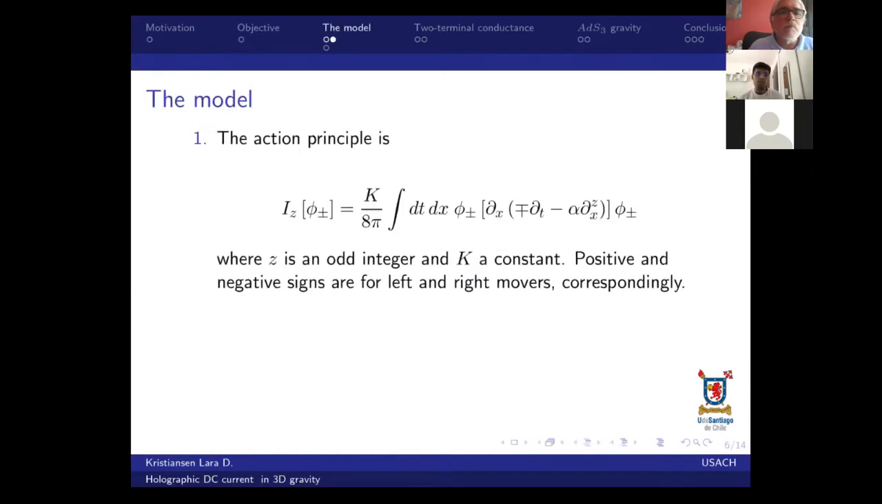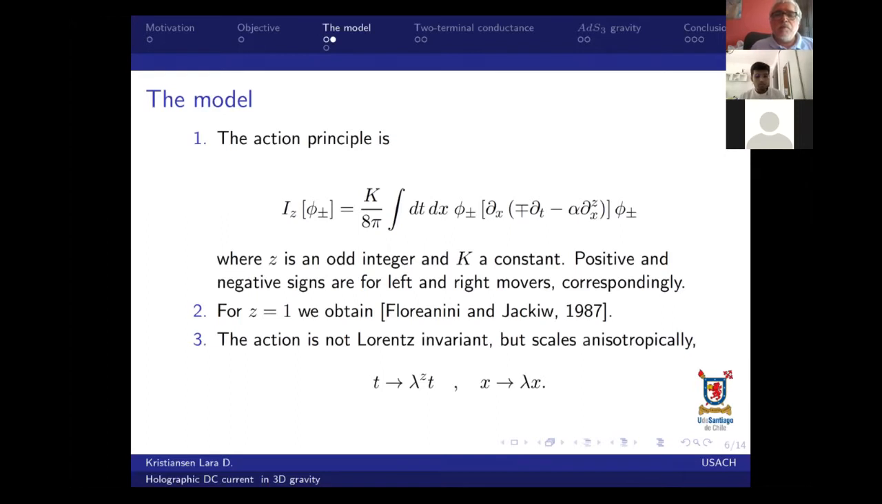The action principle for the anisotropic chiral boson is the one that you can see here, where z is an odd integer, k is a constant, and positive and negative signs are for left and right movers correspondingly. It is interesting to note that for z equals 1, we obtain the case reported by Floreanini and Jackiw.